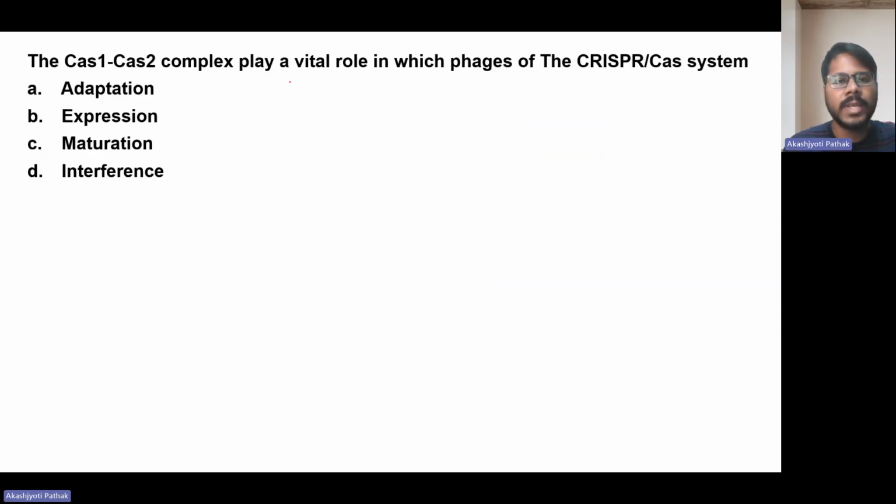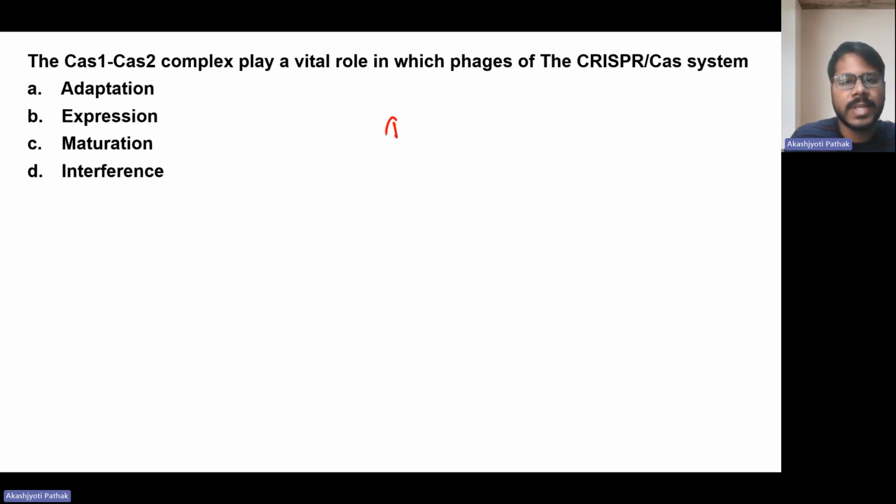Okay, so the Cas1 Cas2 complex plays a pivotal role in which phases of the CRISPR-Cas system? What is asked in this question is the Cas1 Cas2 complex is playing a role in which stage of the CRISPR-Cas system taking place in the bacteria. So what is the answer?